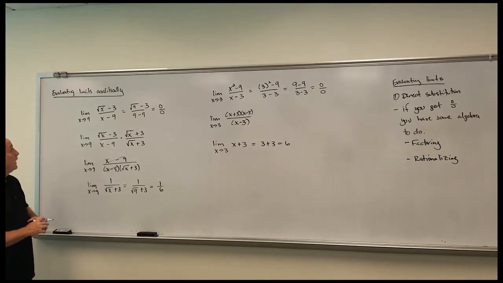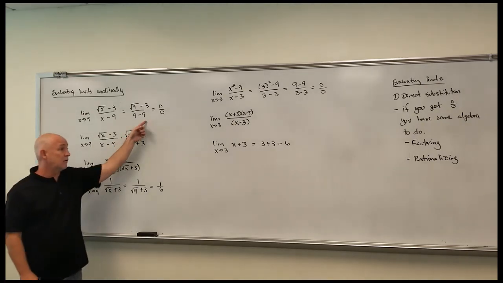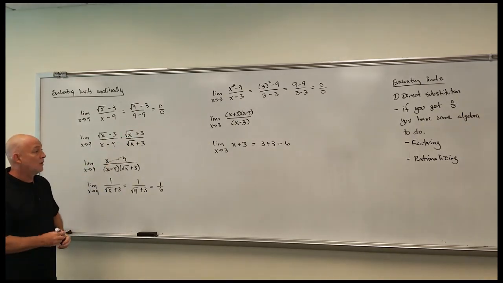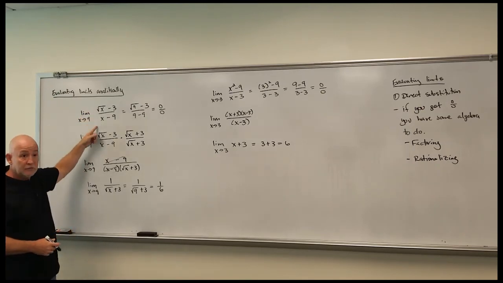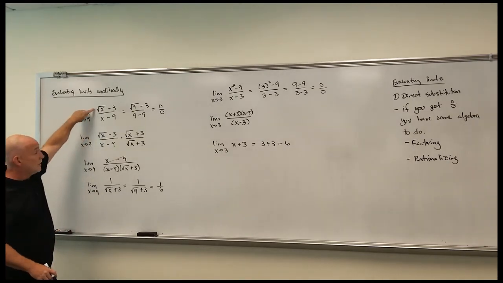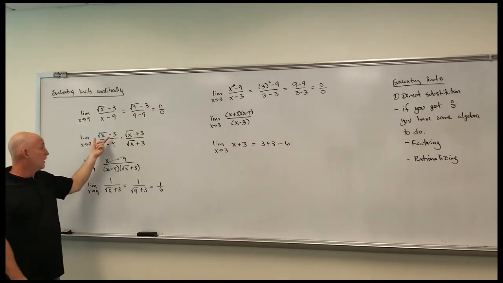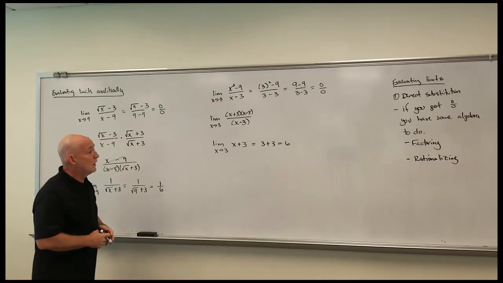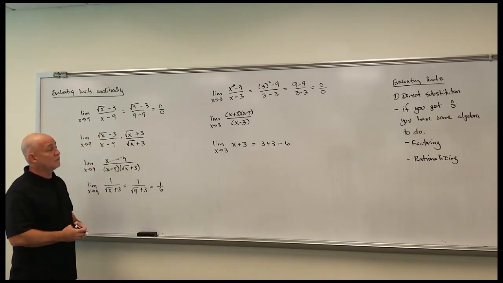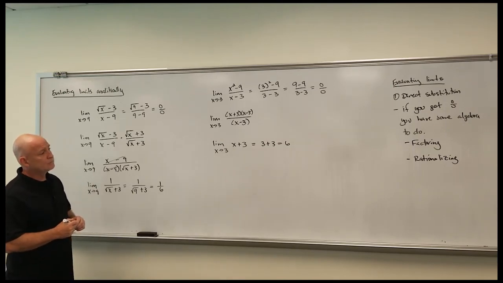Okay, so we always try direct substitution first. If we get 0 over 0, we want to try some algebra. Factoring shows up a lot, and so does rationalizing. You can either rationalize the numerator or the denominator, depends on where that radical is. Remember, you're always going to be using the conjugate. So we're going to see another case in the future where we end up with something else we got to watch out for. We'll see that in a future lecture.